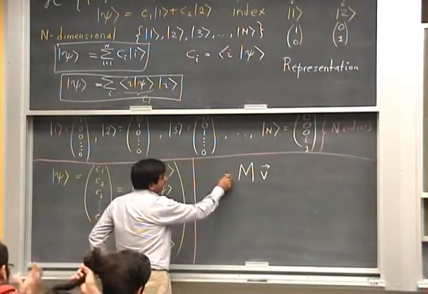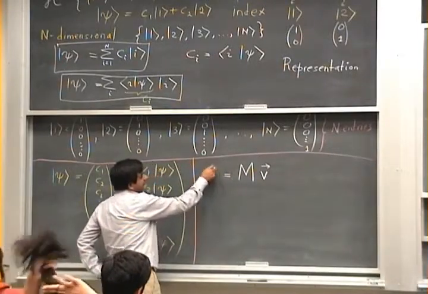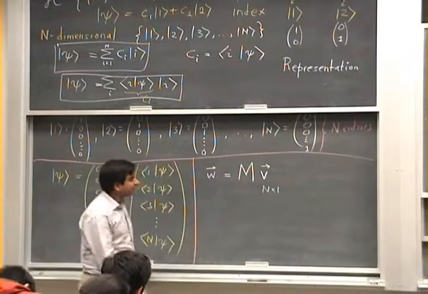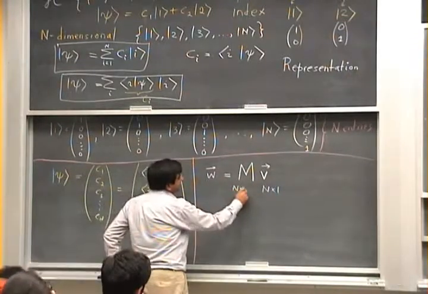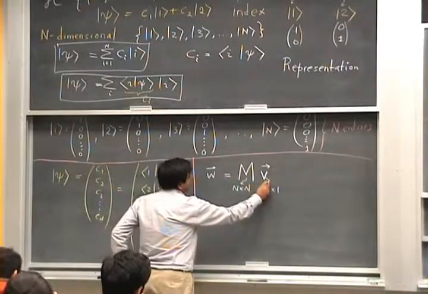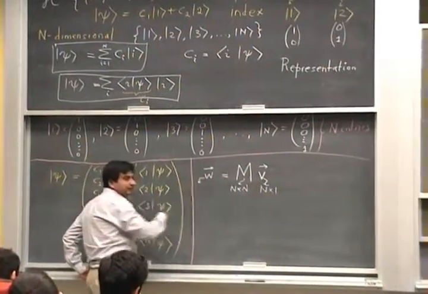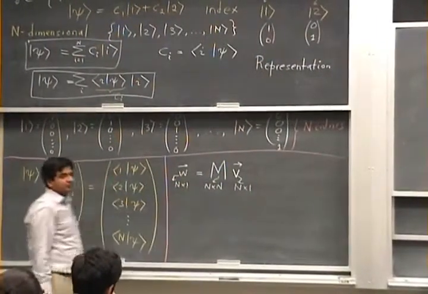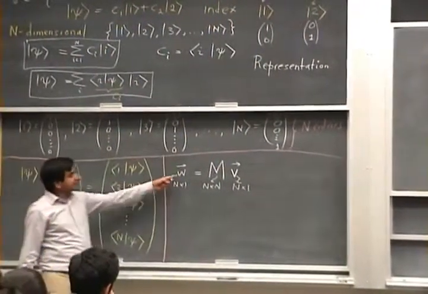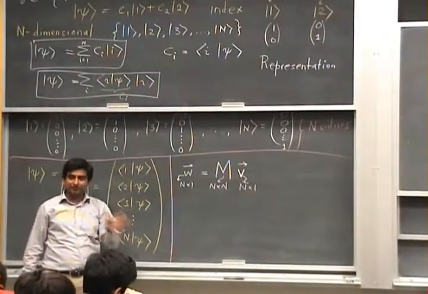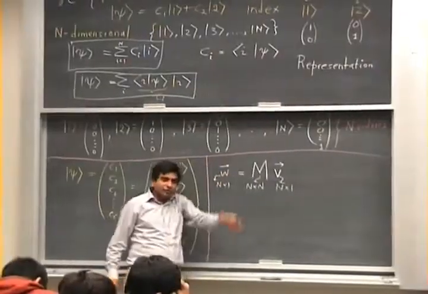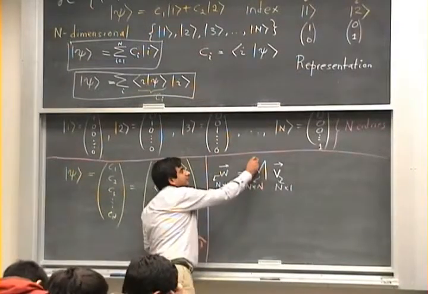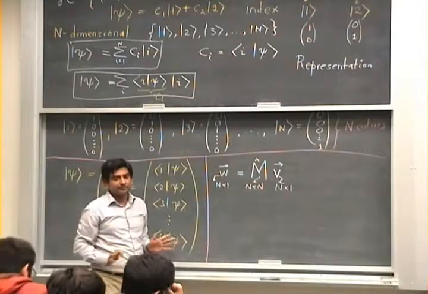I get a new vector, W. If this is an n by 1 vector, n rows, 1 column, and this is an n by n matrix, then the order of the resulting vector is n by 1. So this resulting vector will have n rows. The initial vector also had n rows, but this matrix, which is the operator, has n rows and n columns.